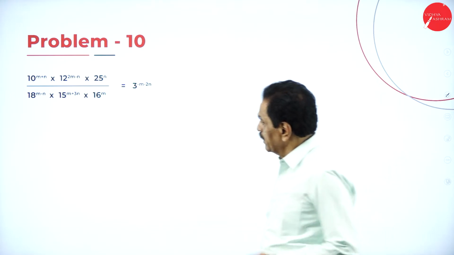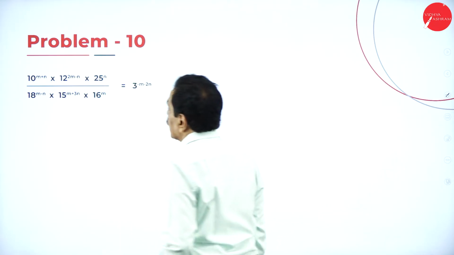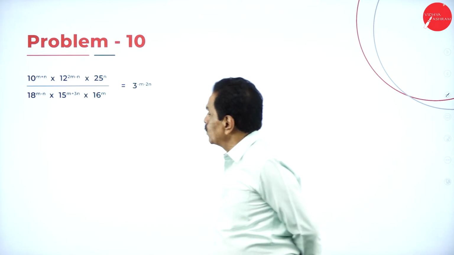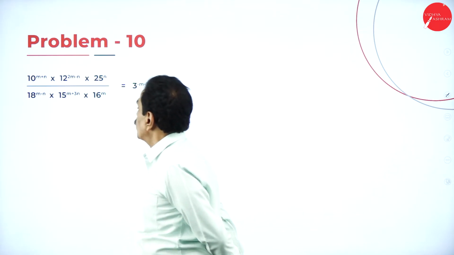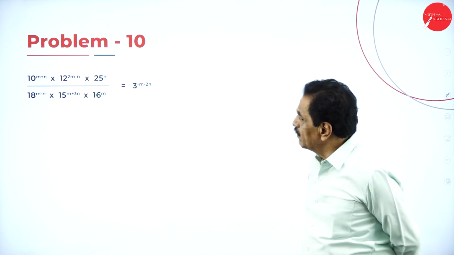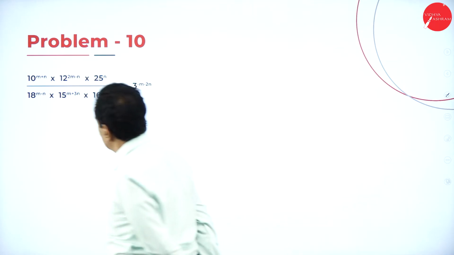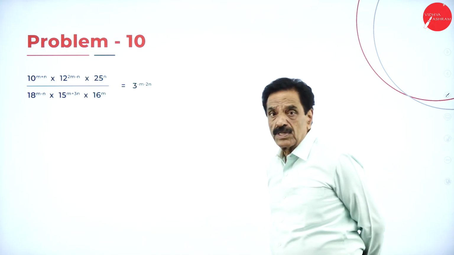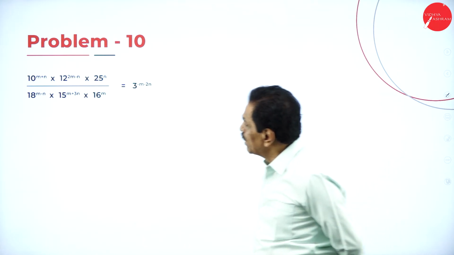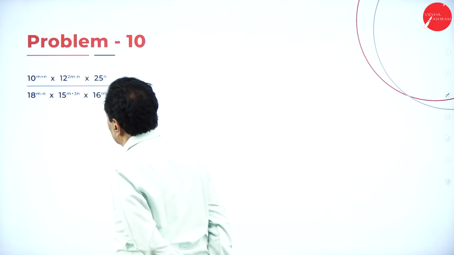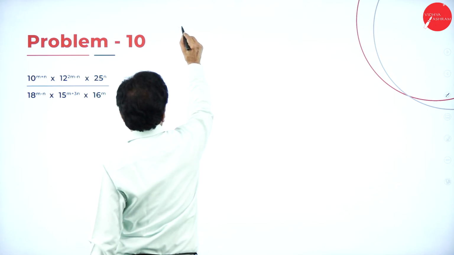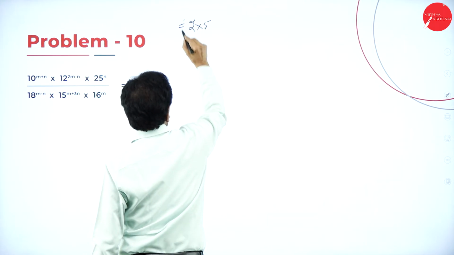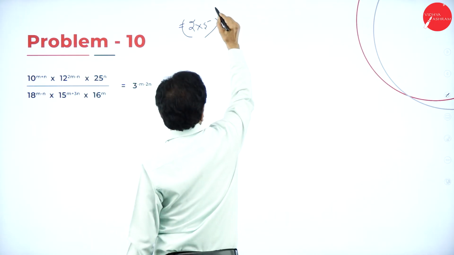Problem number 10. Slowly we can return. 10 to the power of m plus 1, 12 to the power of 2m minus n, 25 to the power of n, 18 to the power of m minus n, 15 to the power of m plus 3n, 16 to the power of m. So convert all into 3 and 2 and 5. This can be written as 2 into 5 to the power of m plus n.